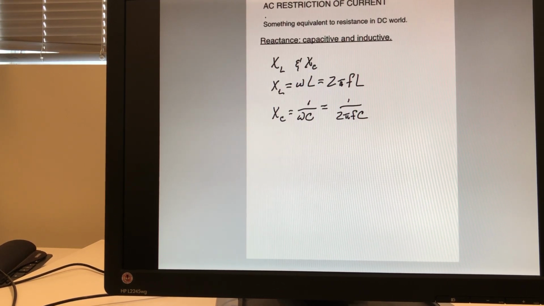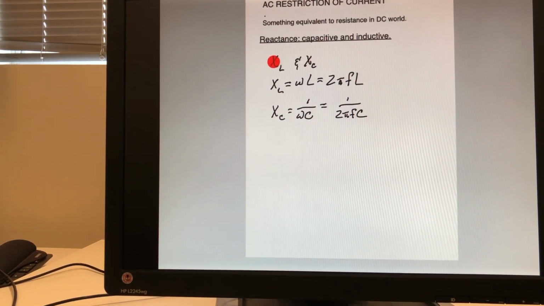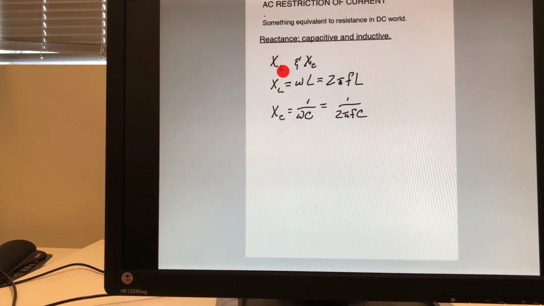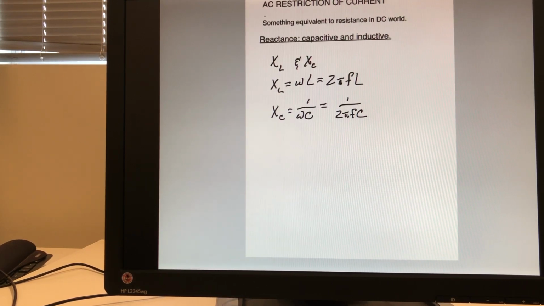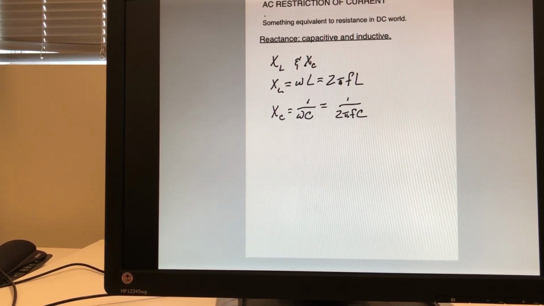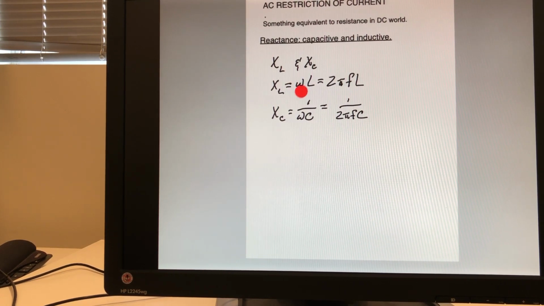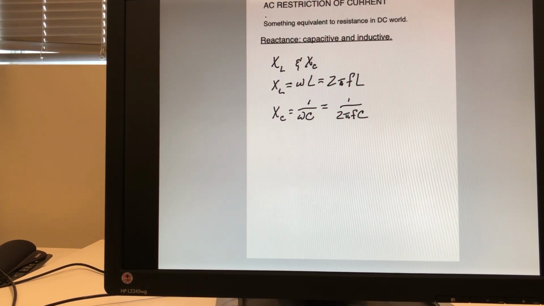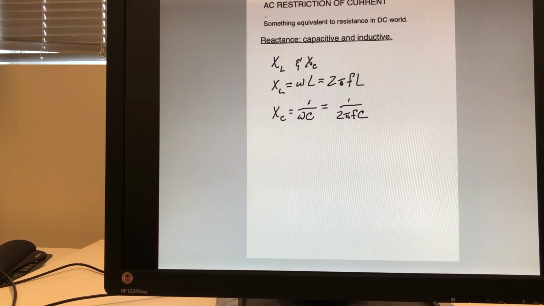There is capacitive reactance and inductive reactance, and those are indicated by X, usually capital X, with a subscript of either L or C, L for inductance and C for capacitance. You've probably learned in physics that X sub L is equal to omega L, or 2 pi f L, and X sub C is 1 over omega C, or 1 over 2 pi f C. So this stuff is probably not new to you. You've probably seen it before.